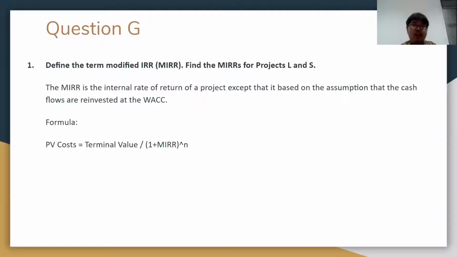For question G, the first question is: define the term modified IRR, or MIRR, and find the MIRR for projects L and S. The MIRR is the internal rate of return of a project, except that it is based on the assumption that the cash flows are reinvested at the WACC instead of the IRR. For the formula, it uses the present value of cost, which is equal to terminal value divided by 1 plus MIRR to the power of n.